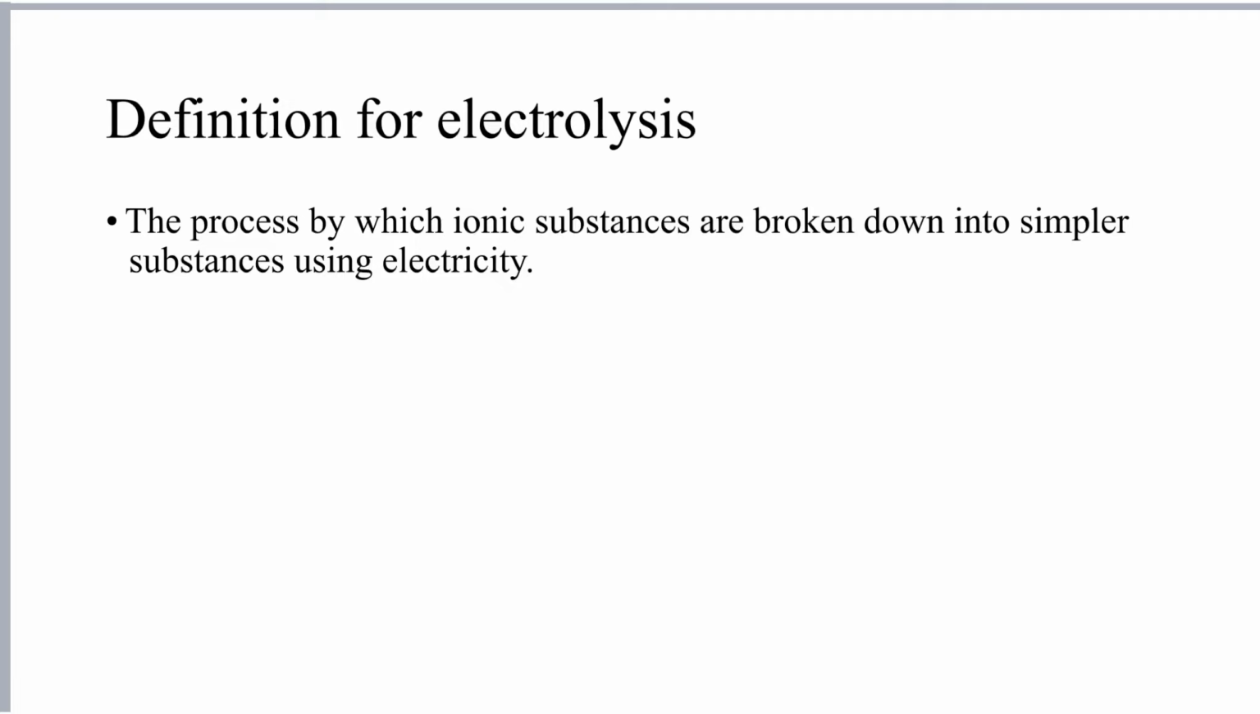So electrolysis is the process by which ionic substances are broken down into simpler substances using electricity. Sometimes they're broken down quite simply into their elements, otherwise it's a little bit more complicated than that, and we'll have a look across the two videos at what happens and why.